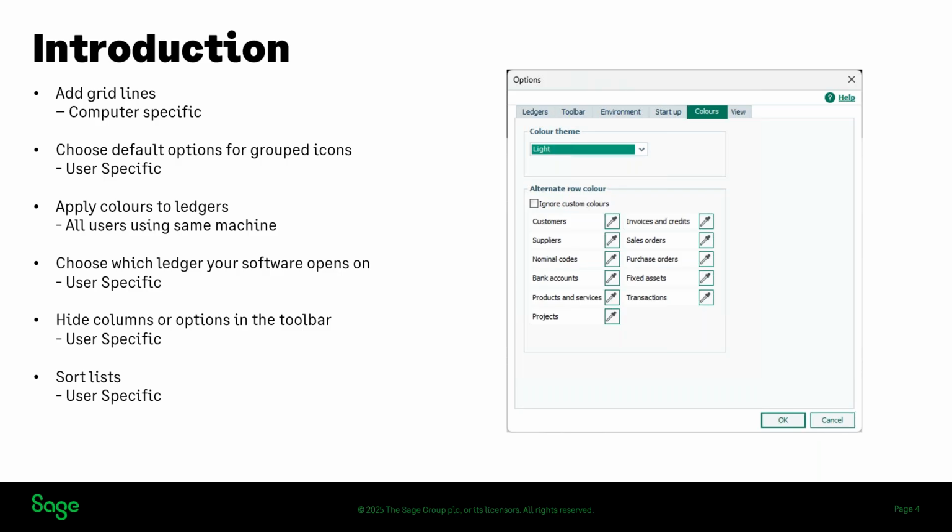So customizing your software may help navigate your ledgers easier. It might be as simple as adding grid lines to your ledgers, to make it easier to read information, grouping your icons, applying colors, choosing which ledger your software opens on when you open the software. Also, if you want to tidy up your toolbar, there might be some options that you don't actually use and you just want to be able to see the icons that you do use, so you can hide those as well. And also being able to sort your lists. So like I say, it's going to be mainly demonstration today, so let's get stuck in and we'll move over to the software.